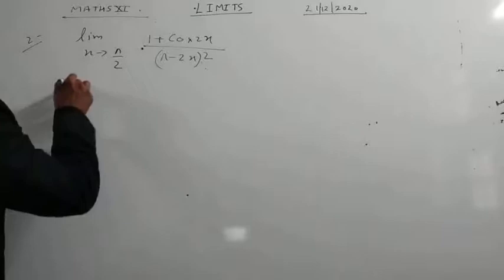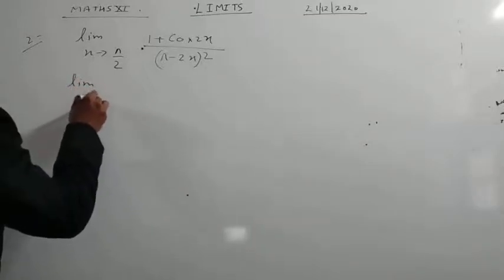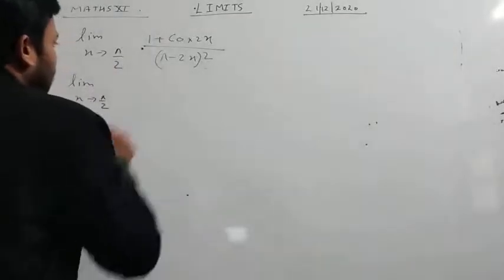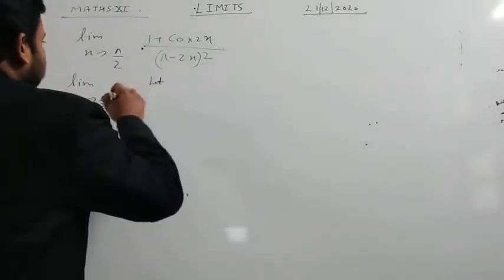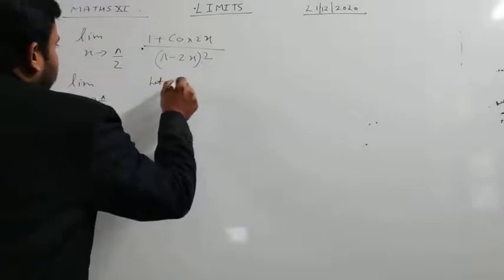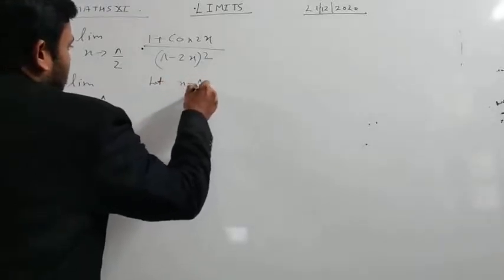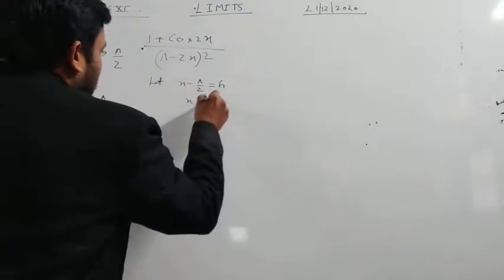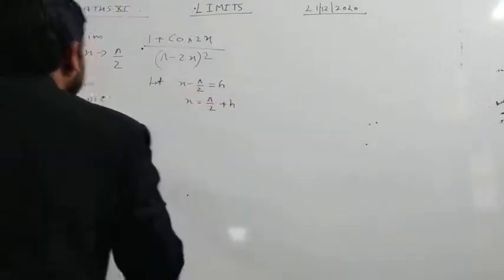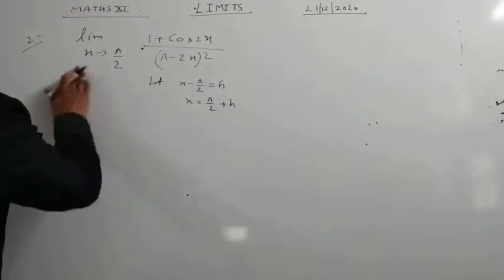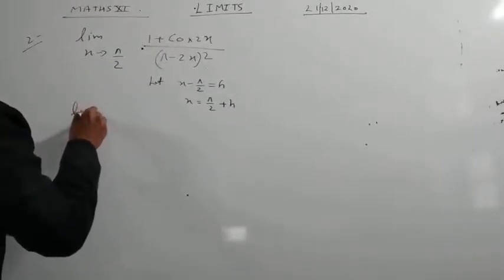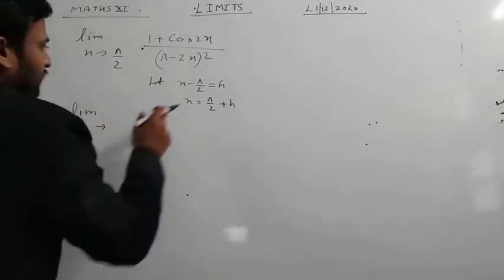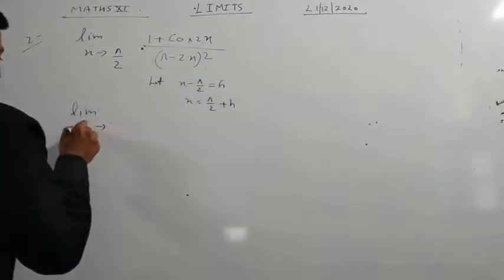So our question is limit x tends to pi by 2. Let x minus pi by 2 be h, so x is equal to pi by 2 plus h. Now we change this: write limit x tends to pi by 2, so here it will be x minus pi by 2, which is h, so h tends to 0.